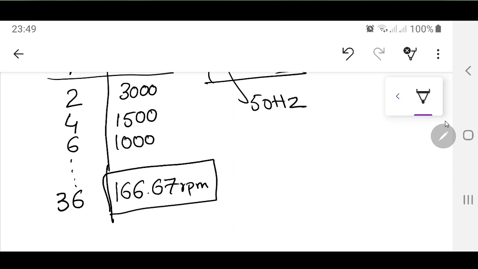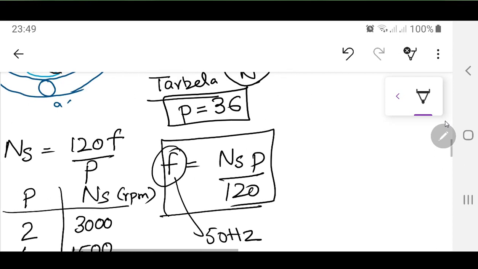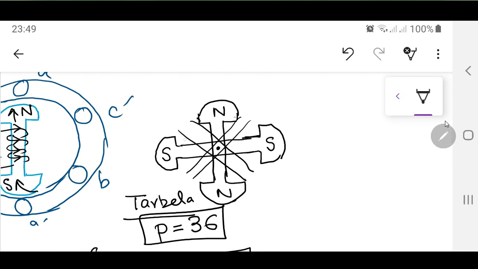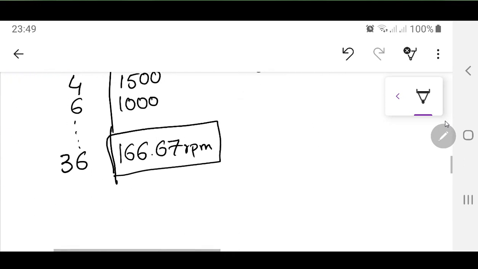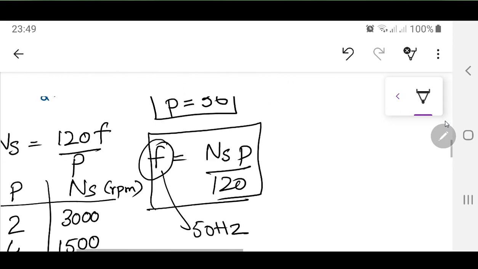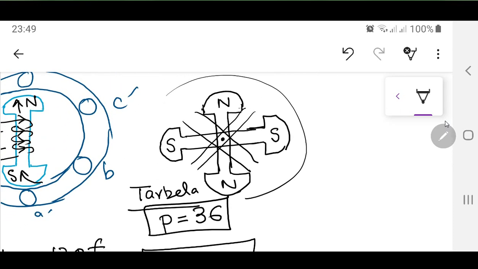Now with 36 poles, the number of poles is large, so this means practically you will have a lot of rods like this arranged over there. So 36 protruding poles. Now since the number of poles is large, what happens? The speed is small, and this is mechanically very good. Why? Because when you are going to have 36 poles over here, you are going to have a lot of air gaps.